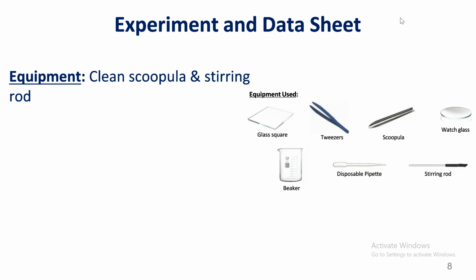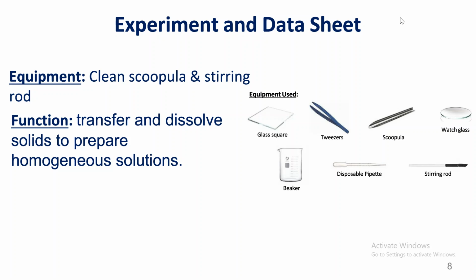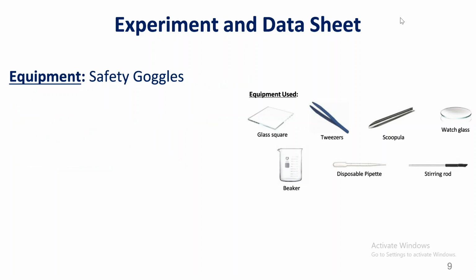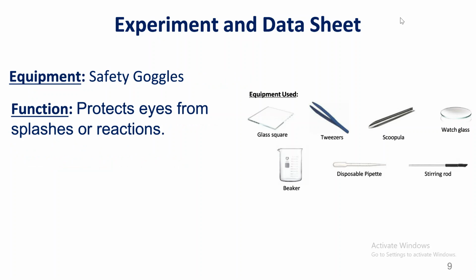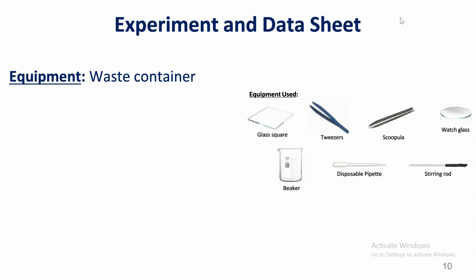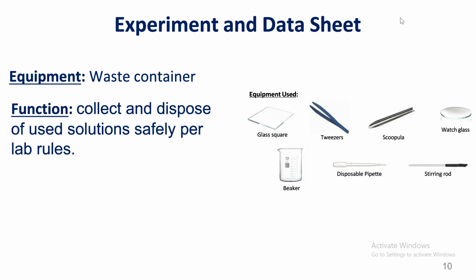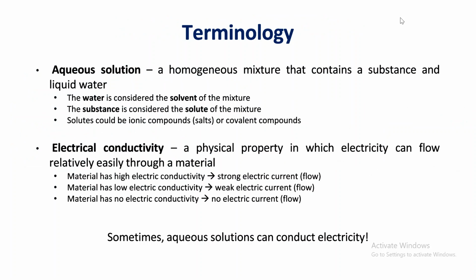Next up we have a clean spatula and stirring rod. The function is to transfer and dissolve solids to prepare homogeneous solutions. Safety goggles, as always, safety is important. They protect the eyes from splashes or reactions. And last but not least, we have the waste container, which is used to collect and dispose of used solutions safely per lab rules.